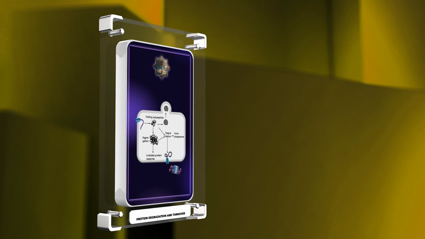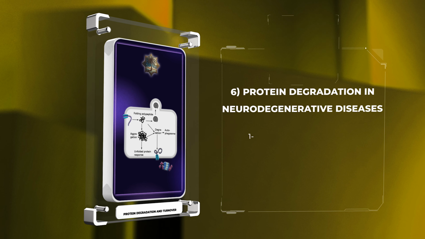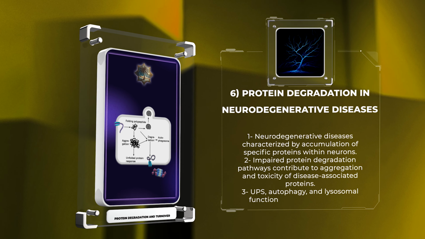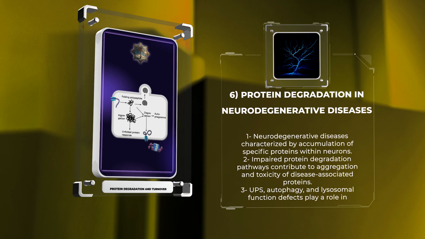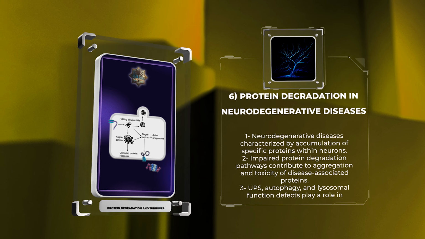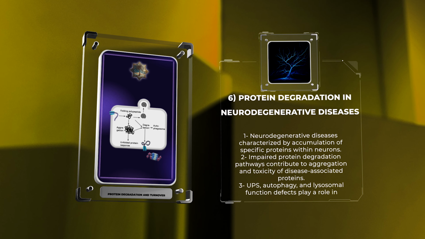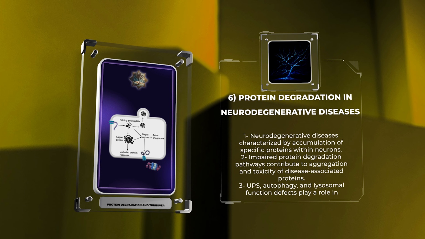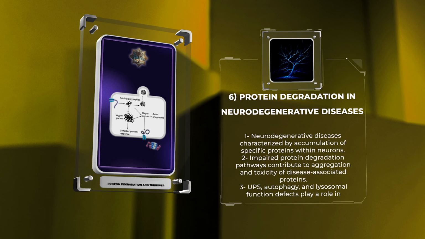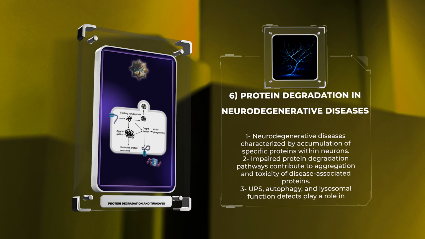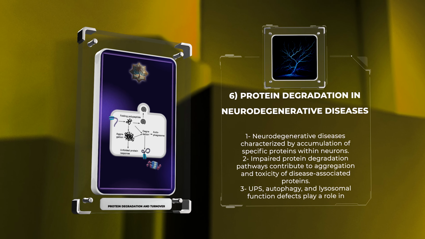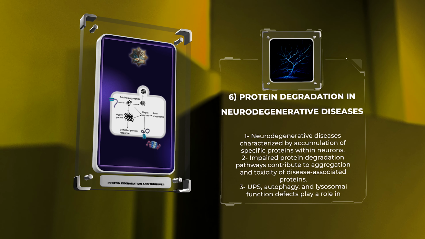Neurodegenerative diseases, such as Alzheimer's, Parkinson's, and Huntington's, are characterized by the accumulation of specific proteins within neurons. Dysfunctional protein degradation pathways are believed to contribute to the aggregation and toxicity of these disease-associated proteins. Impaired UPS and autophagy, as well as defects in lysosomal function, play a role in the pathogenesis of neurodegenerative disorders.